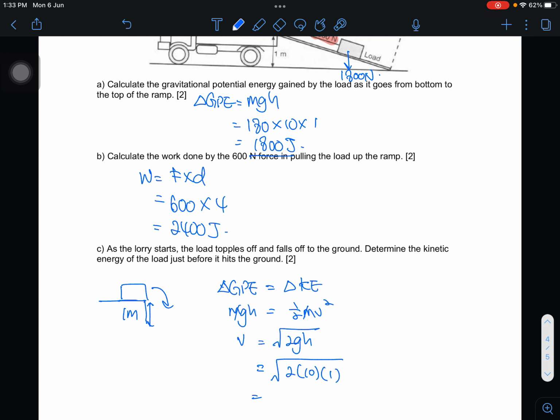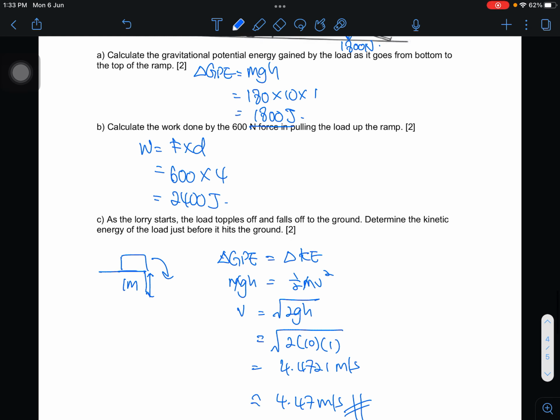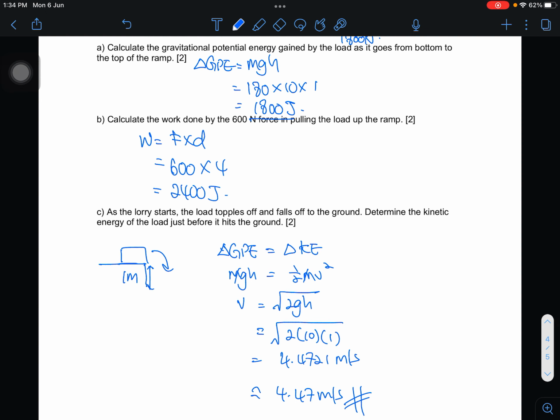All right, square root 20, so it's 4.4721 meters per second. To 3 significant figures, 4.47 meters per second. So this is the velocity of the box just before it touches the ground, if it drops off from the lorry.